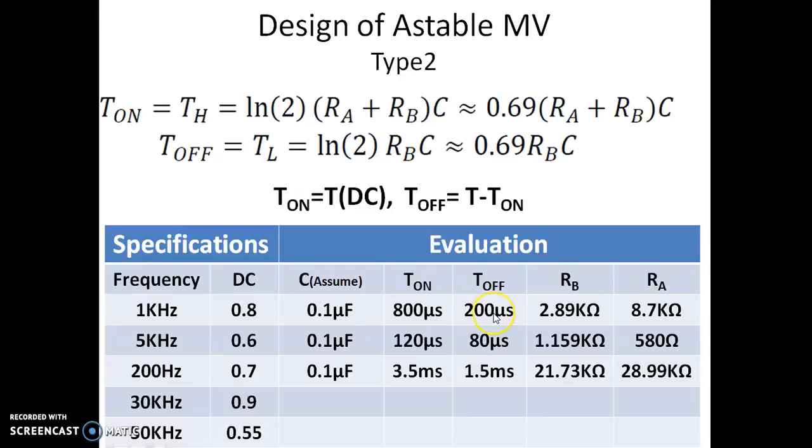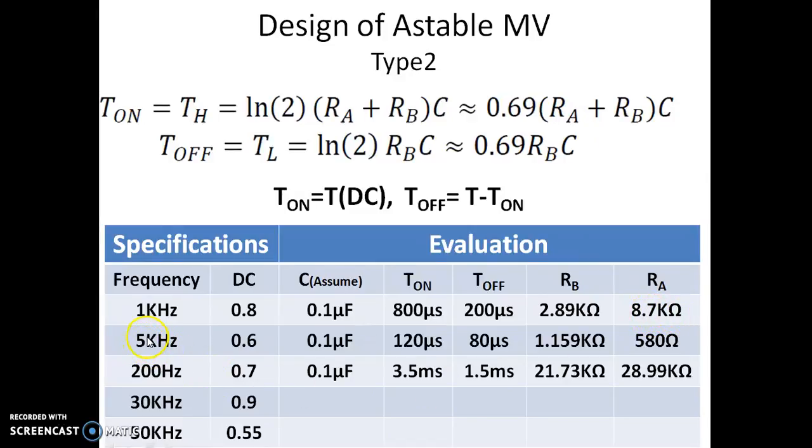Similarly, we can find what is off time. The value of on time and off time can be obtained using this equation, where on time is equal to total time multiplied by the duty cycle, and off time is nothing but total time minus the on time. So once we know the on time and off time, we can certainly estimate the value of RB first. Because in estimating RB, we need to know the off time and we need to know C. So we are first estimating the value of RB because we know the off time and we are assuming the C value. And since we know the value of RB, we can find out the value of RA because we know everything except RA. So RA is coming out to be 8.7 kilo ohms.